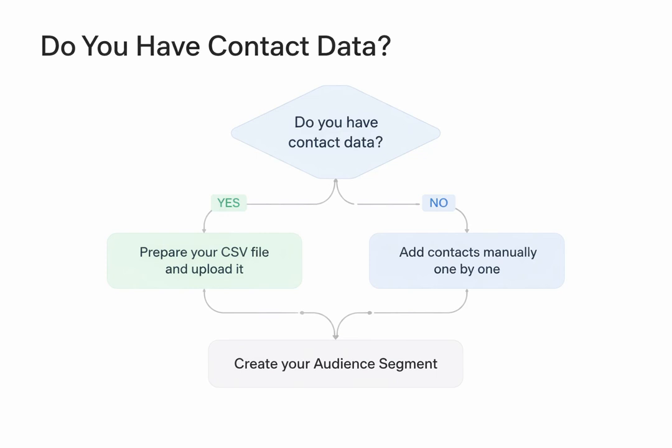The very first thing you need to ask yourself is, do I have data? Do I already have a list of email addresses? If you don't have any data yet, you can still add contacts manually, entering each email address one at a time. But if you do have a list, say from a form people filled out, then you can take a much more efficient route and upload that data as a file. The instructor walks through both paths here, but strongly recommends the file upload approach for anything beyond a handful of contacts.